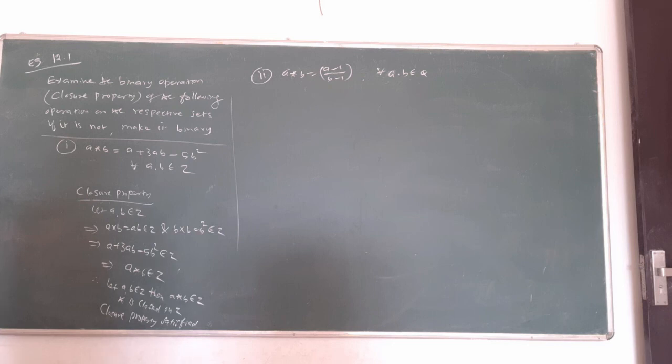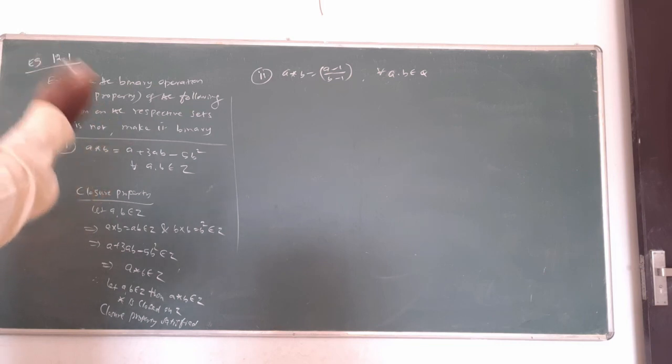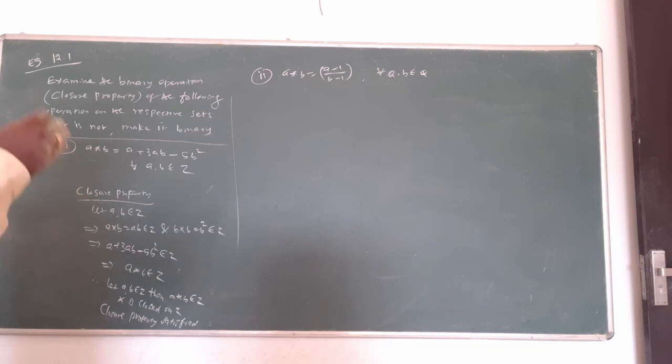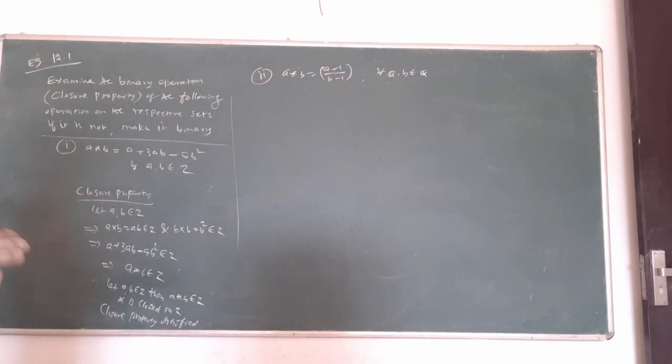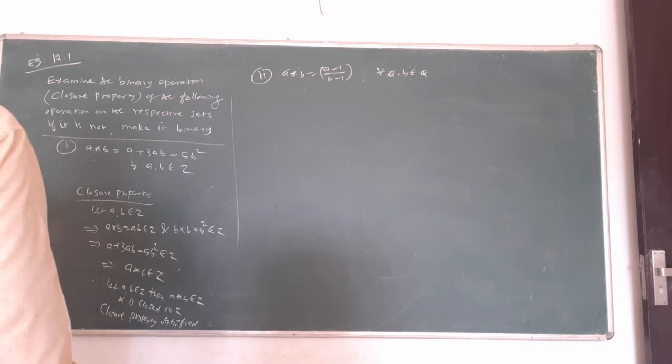Am I right? Therefore, directly this is not a binary operation, because if B is 1, automatically division by 0 will come, that is infinity will come, which is not well defined. Not defined at B equal to 1. If A, B belong to Q except 1, then it is a binary operation. Directly it is not a binary operation, and the closure property is not satisfied. This is the concept.